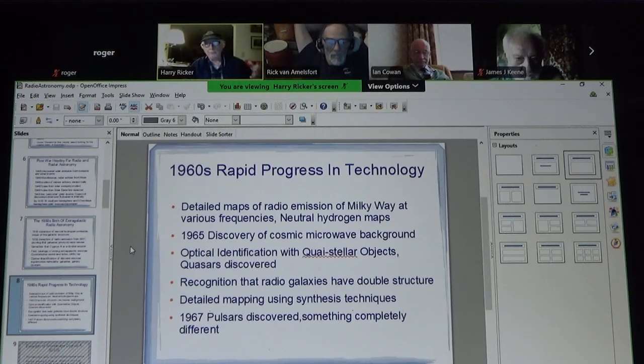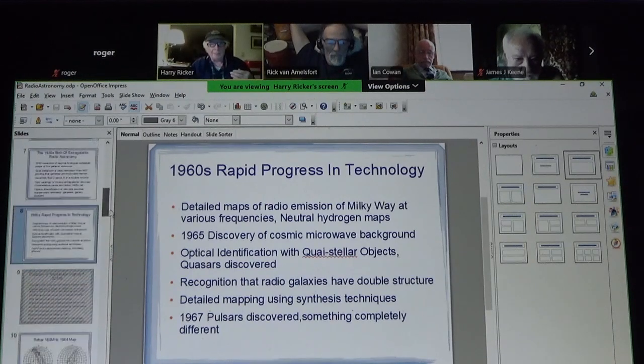There was a discovery of the cosmic microwave background radiation. I've talked about that. They discovered quasi-stellar objects, quasars. I'm not going to talk a whole lot about that. They're related to radio galaxies. And then, of course, by the 1960s, there was the recognition that radio galaxies are double. They have this double structure. And the technology improves to the point where you can make radio maps.